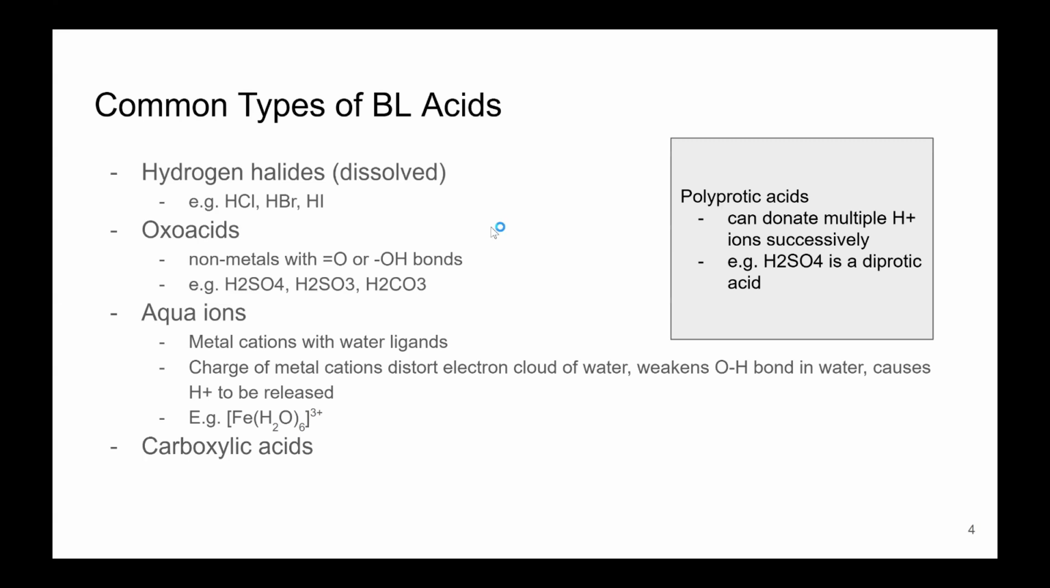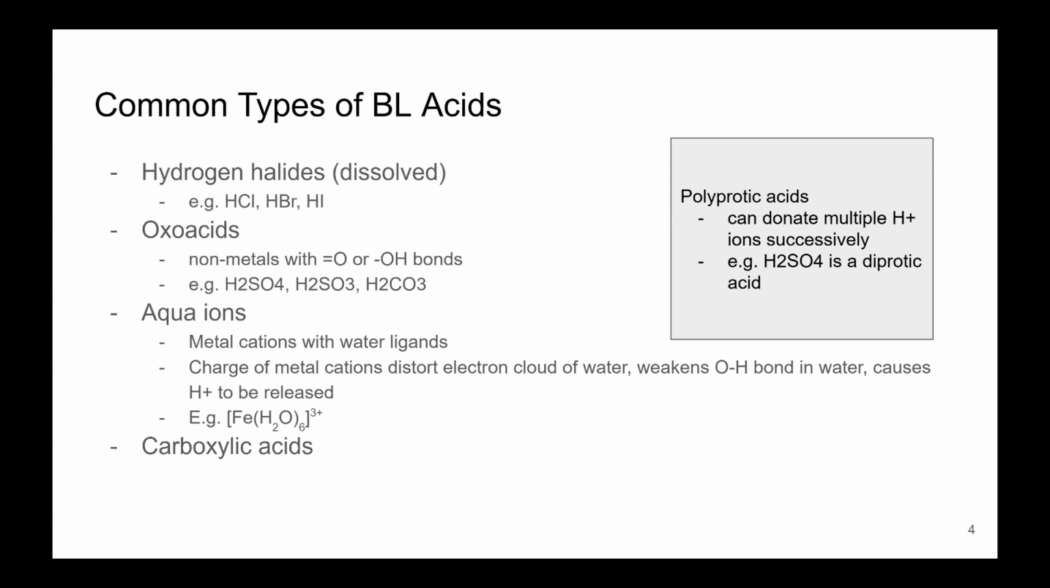So another term I want to cover here is polyprotic acid. Polyprotic acids can donate multiple H+ ions successively. For example, sulfuric acid. Here, unlike what might be taught at secondary school level, the two H+ ions in a molecule of H2SO4 actually do not fall off at the same time.